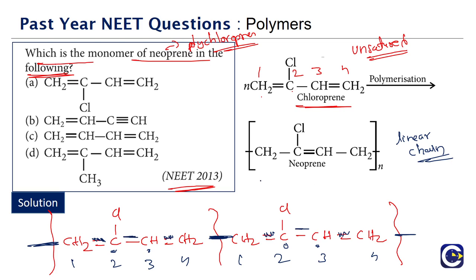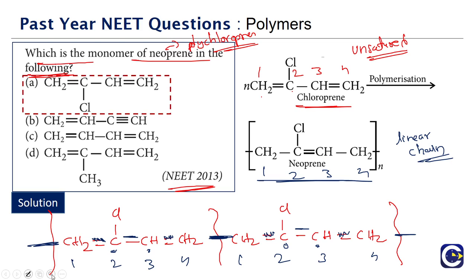So you see here neoprene, the repeating unit, the double bond between second and third carbons. So in fact, this is also important, the structure or the shape of the neoprene. So in the repeating unit, we'll have a double bond between the second and third carbon. Okay, but for this question, what is the answer? It is option A, which is chloroprene.